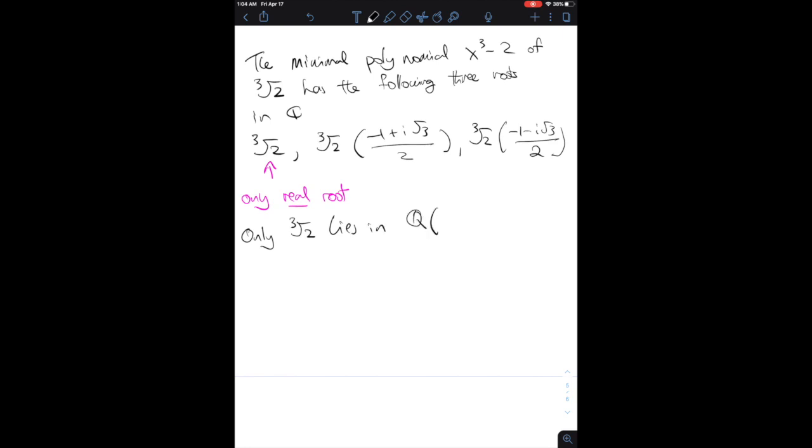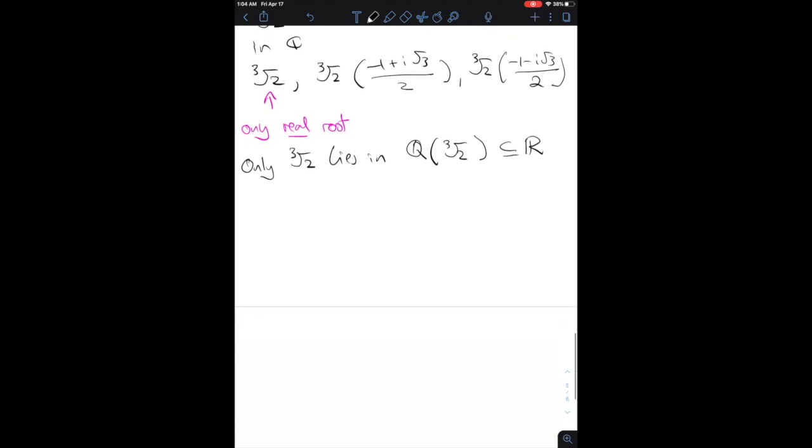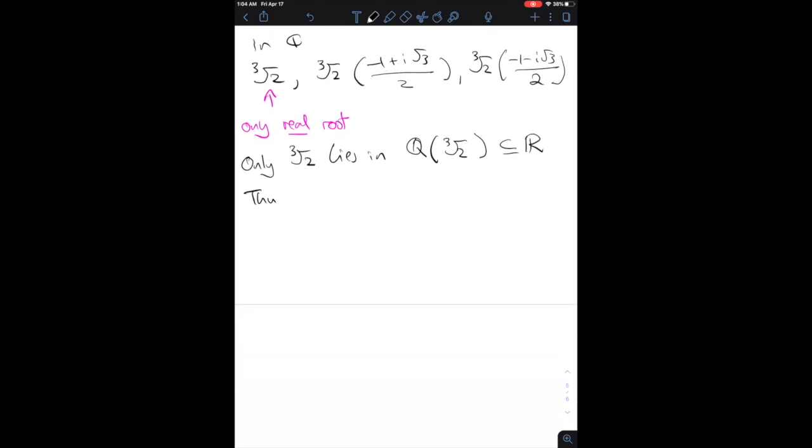So since only one of these is real, only the cube root of 2 lies in the field that you get by adjoining the cube root of 2 to Q, because this has to be the smallest subfield containing Q and the cube root of 2. But since both of these elements are real, this is certainly a subfield of the reals.